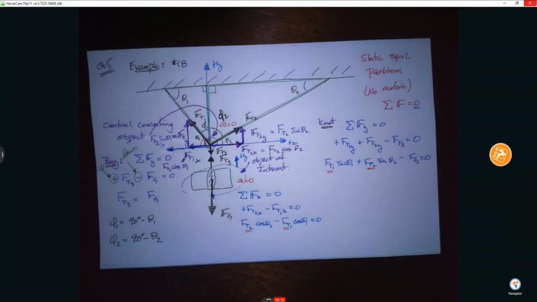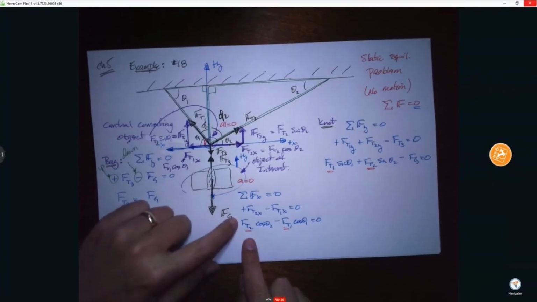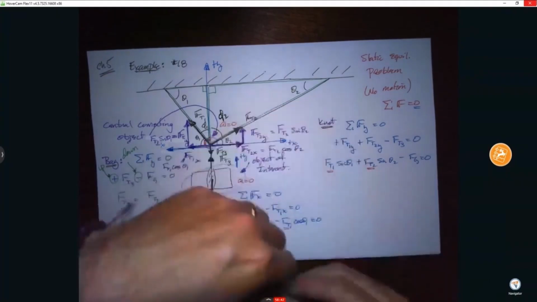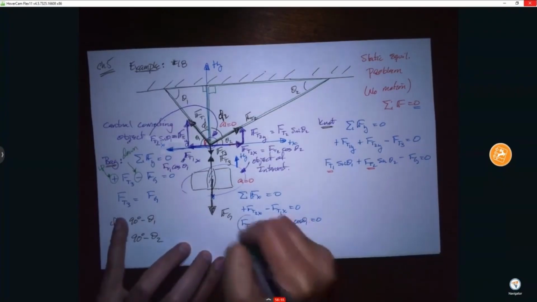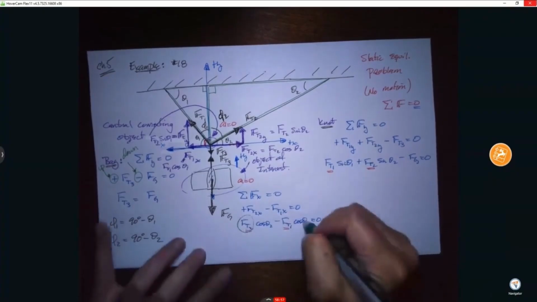Since they specifically said in the problem they wanted to find tension 1, in this equation I'm going to solve for the other unknown. I'm going to solve for tension 2 in terms of tension 1. Then when I substitute it here, I'll have an equation only in tension 1, which was the one I wanted to find.